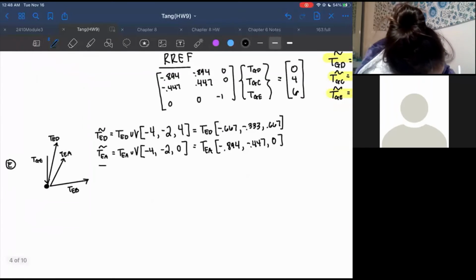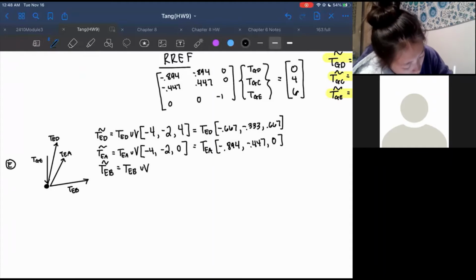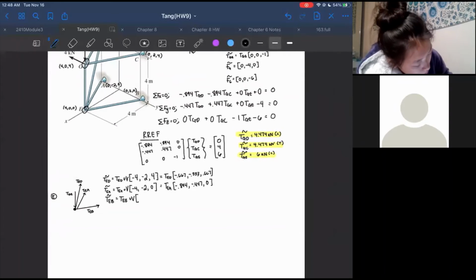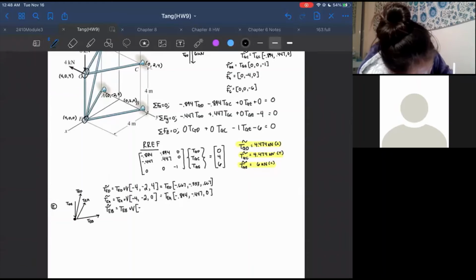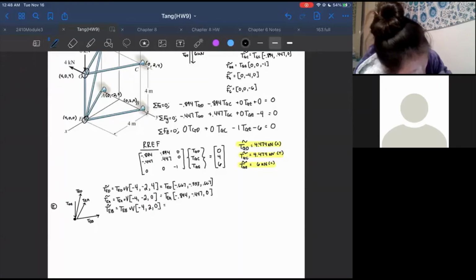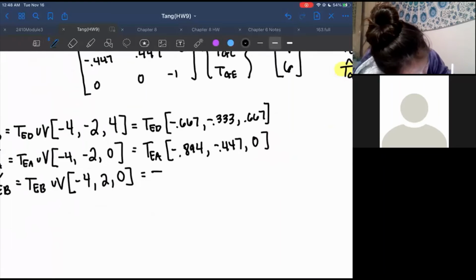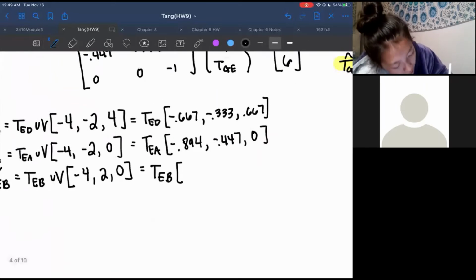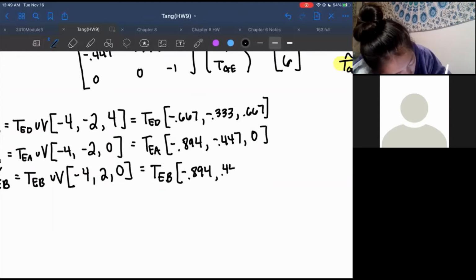Then I'll be finding TEB times the unitized vector of that, which is going to be 0 minus 4, which is negative 4, 2 minus 0, which is 2, and 0. So that'll be TEB. That'll be negative 0.894, positive 0.447, and 0.